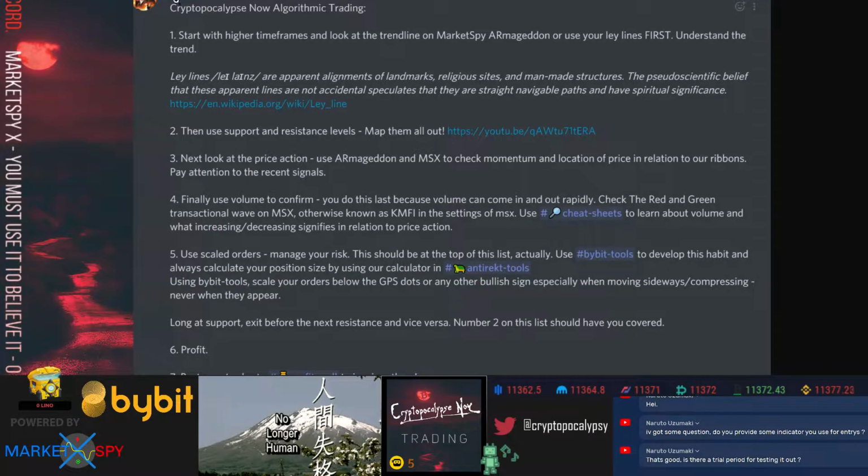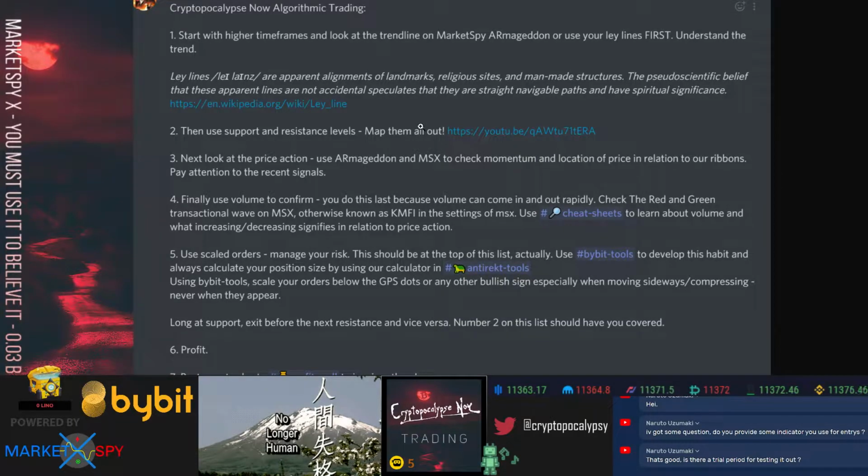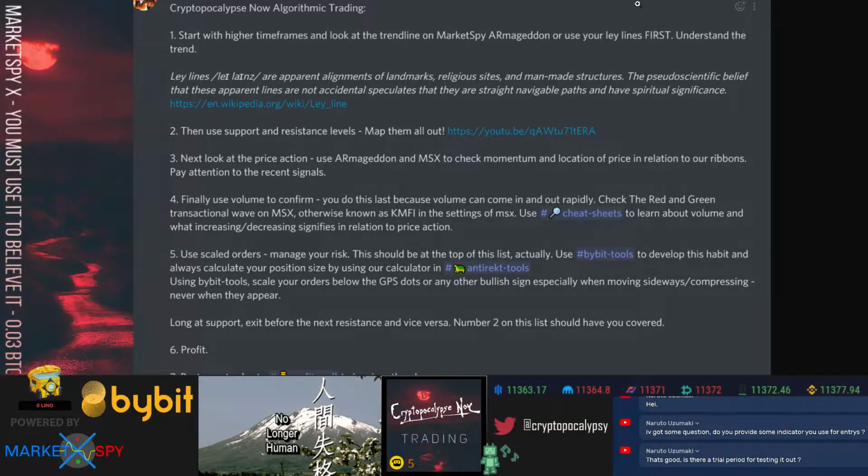This was posted in Whale Platoon Trading Floor, and I think it's a really important thing to internalize and memorize, because this is our cryptopocalyptic algorithmic trading system. I would like to break it down today and show you how exactly you can structure this in your daily trades for successful exits and entries, without having to babysit the chart all the time.